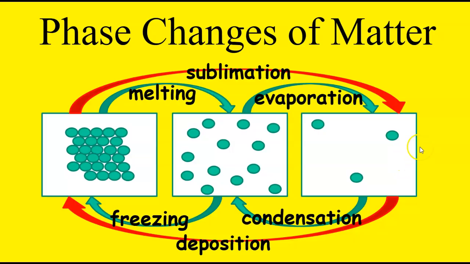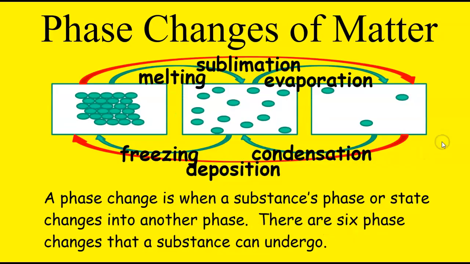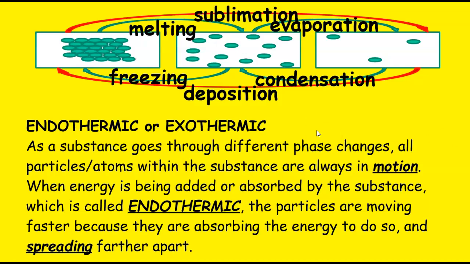So on top of needing to know the 6 different phase changes, you need to know how this occurs. First thing is what happens in your phase changes. The first thing is knowing the difference between endothermic and exothermic. Here it talks about what that is.